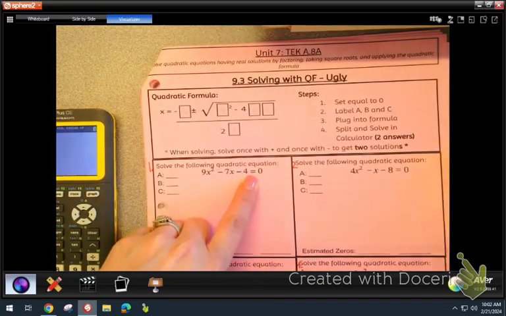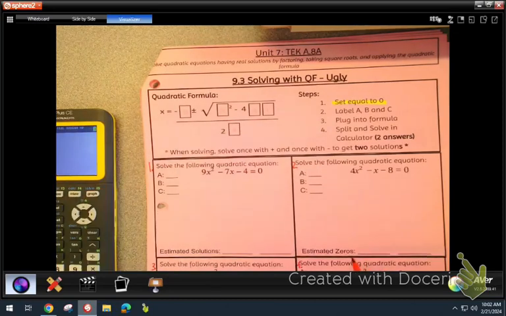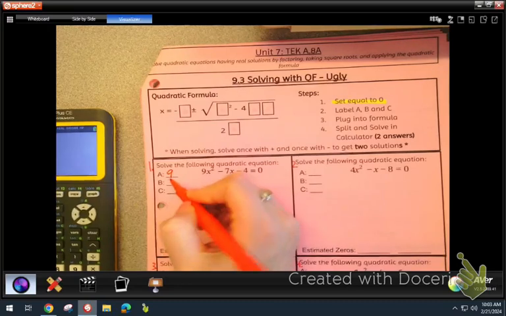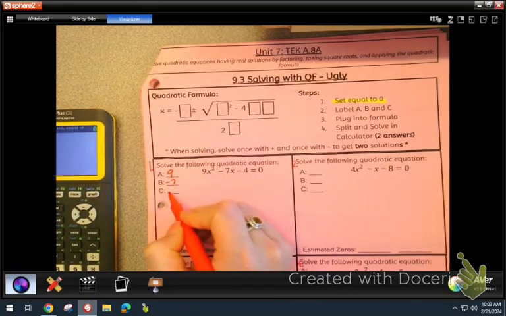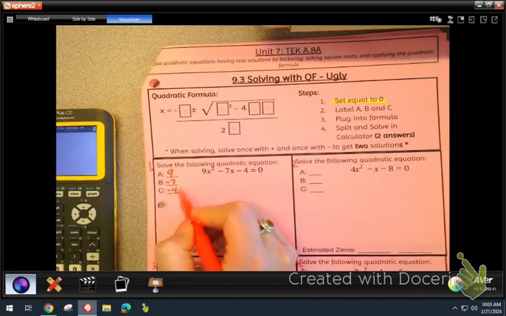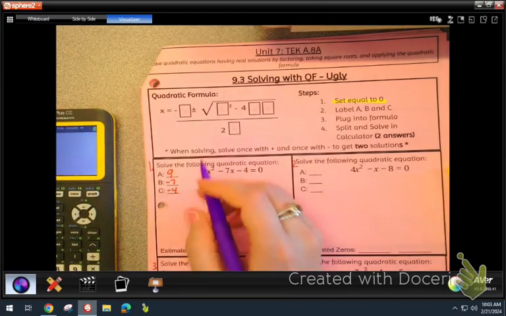What do we have to be equal to? 0. Are we there? Yes. Okay. Miles, what's our A? 9. Braden, what's our B? -7. Muhammad, what's our C? Okay. All right, so let's go to our formula.